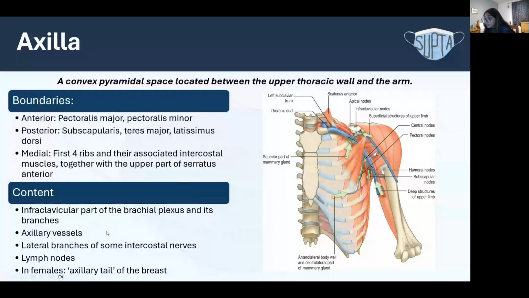It's very important in females because in females who may have breast cancer, when you're doing a breast examination, you feel for enlargement of this axillary tail here. So that's why this structure is very important. This location is very important.